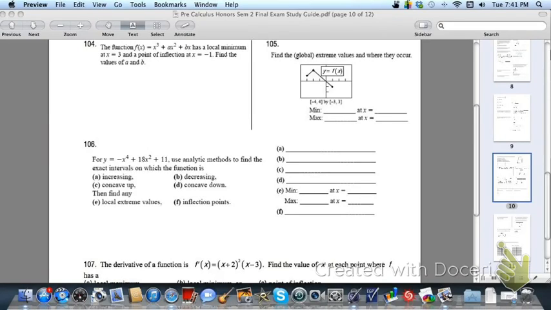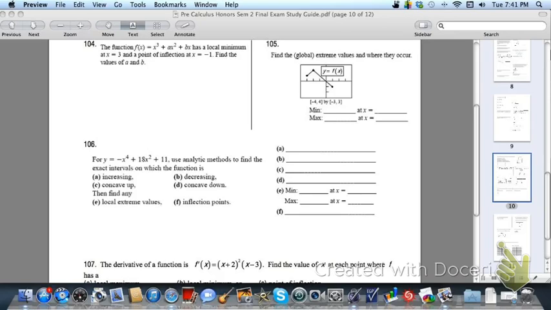This is kind of an interesting problem. We don't need to use derivatives or anything like that. We just need to look at the function. This is f of x, and we're trying to figure out what the minimum value is and what the maximum values are. And so we see that we have a maximum, let's start with a minimum.